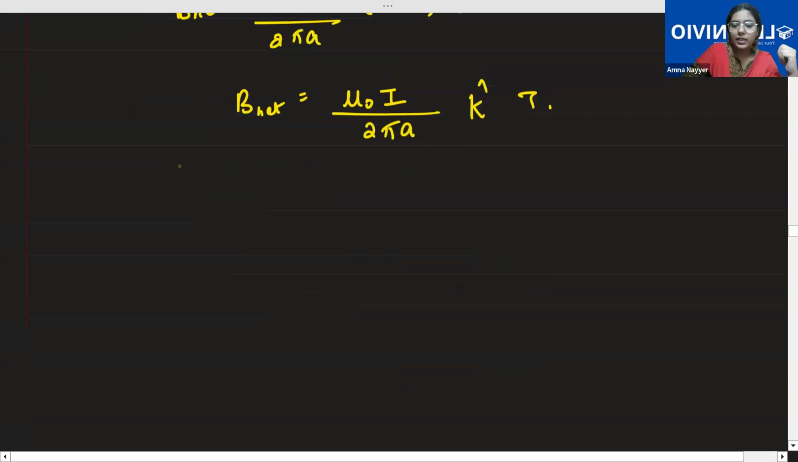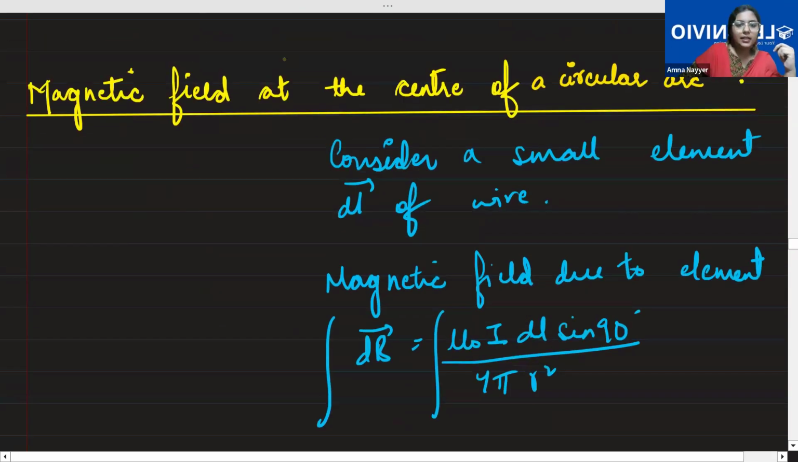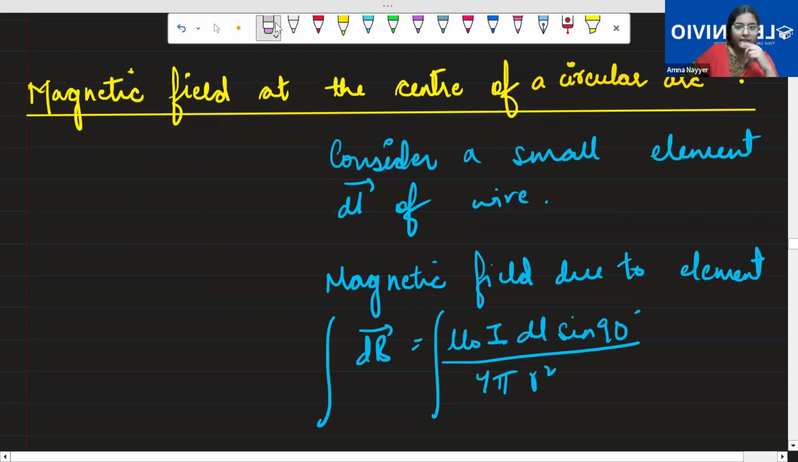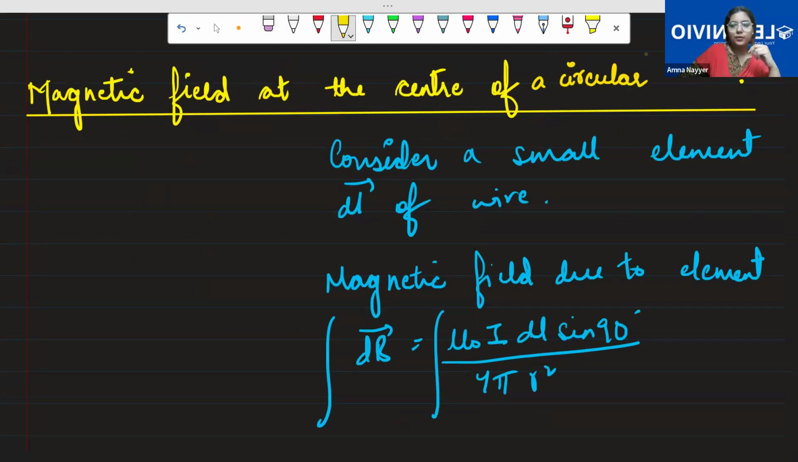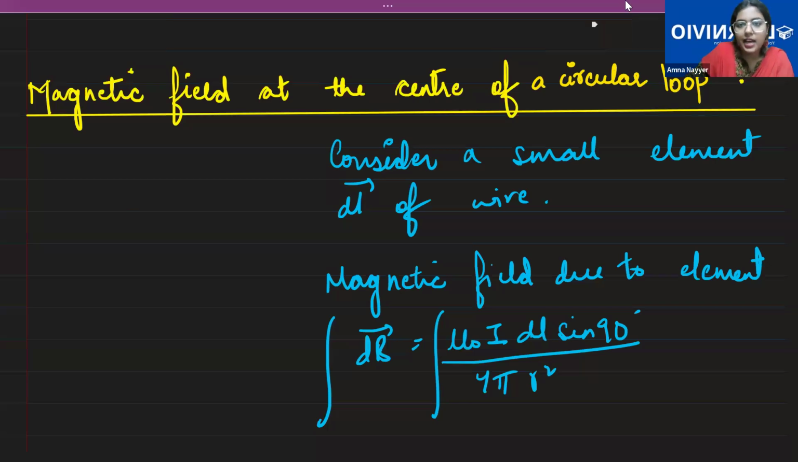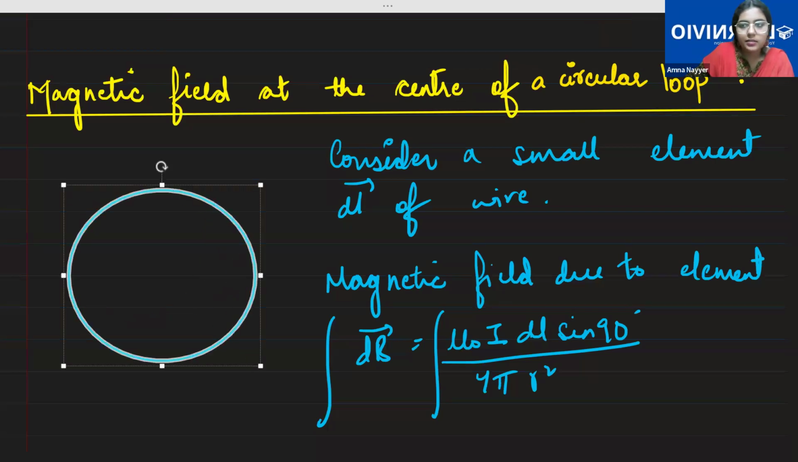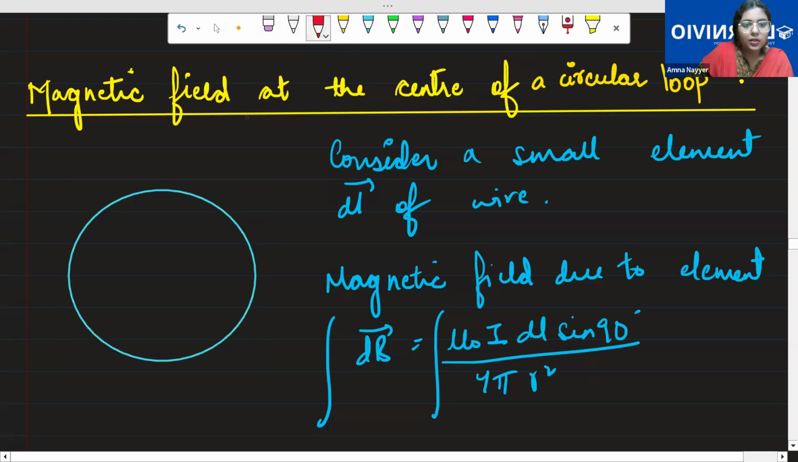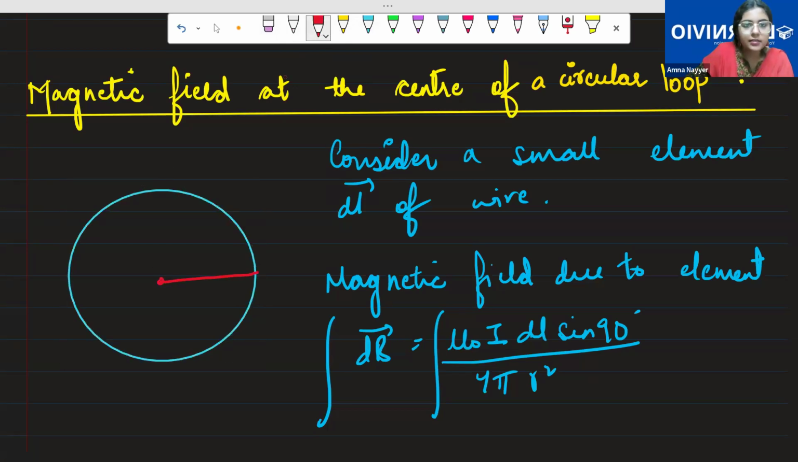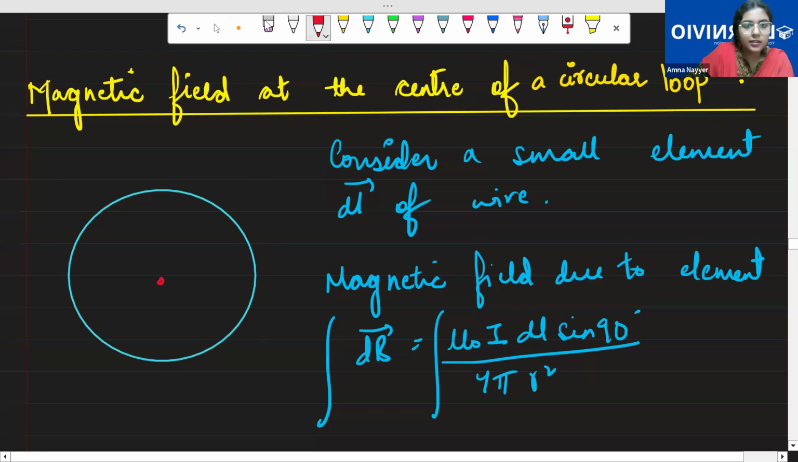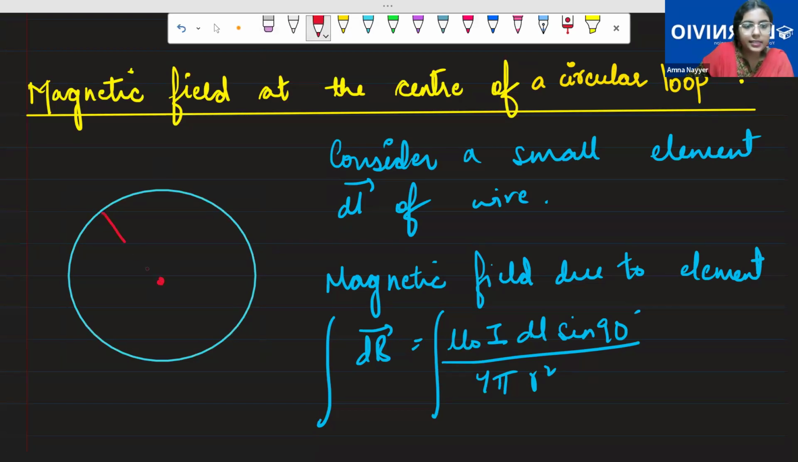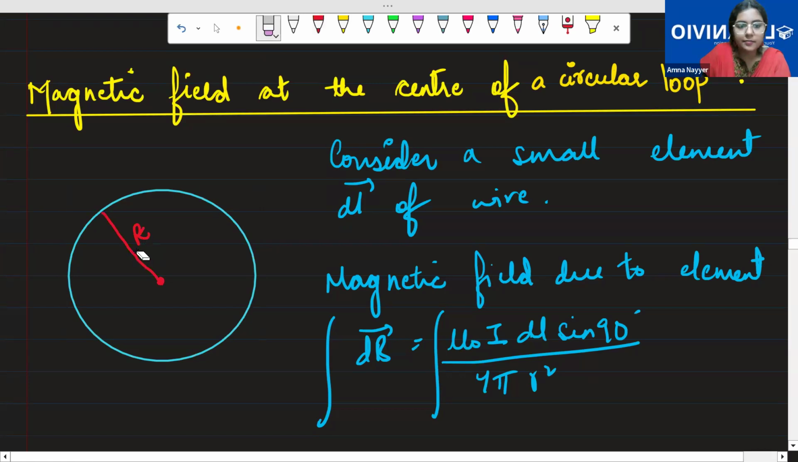Okay, let's come to the derivation for the circular loop. See, first let me discuss the derivation of magnetic field at the center of a circular loop. Now understand this properly, consciously. Let's say we have a circle over here, whose radius is capital R.